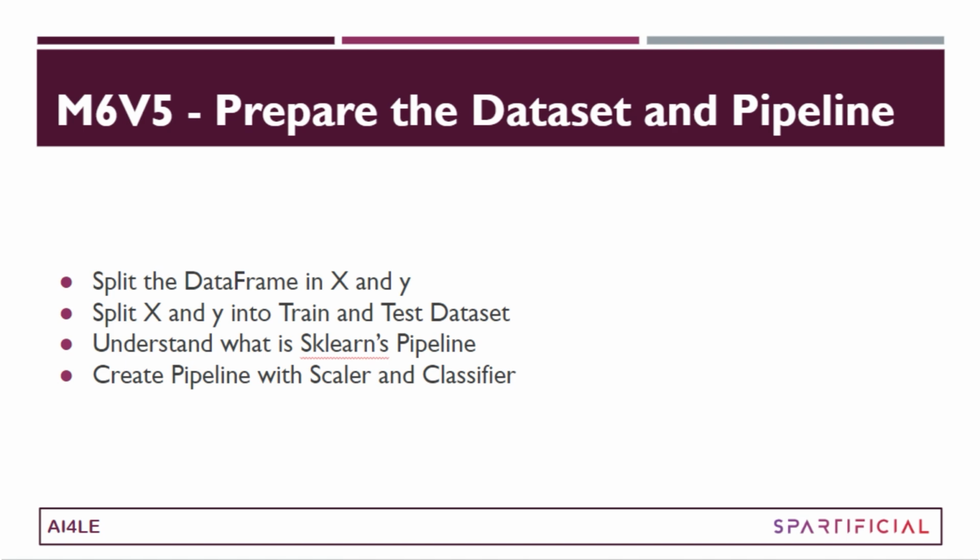Then, after splitting the dataset into X and Y, we are going to further split it into the training part and the testing part. We are going to create X train, Y train, and also X test, Y test with the help of one of the features that is available in the scikit-learn library. Now, using the scikit-learn library itself, we are going to use some of its functionality called pipeline, understand what that pipeline is actually all about, and how you can create one for yourself for this particular problem. And we are going to create this pipeline with one scaler and a classifier. So let's get started with this video.